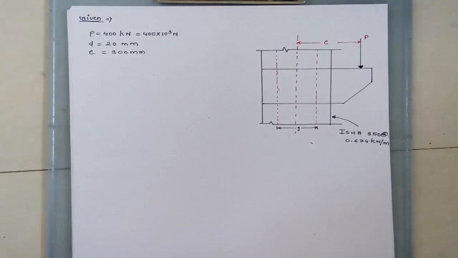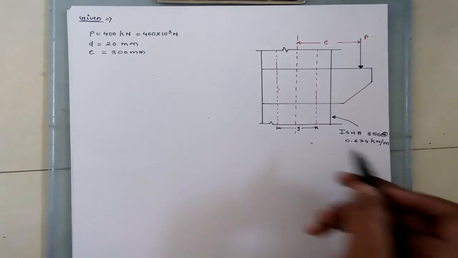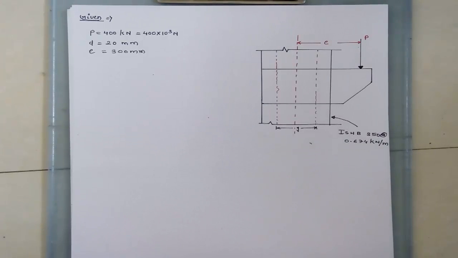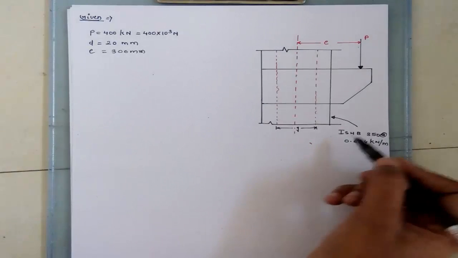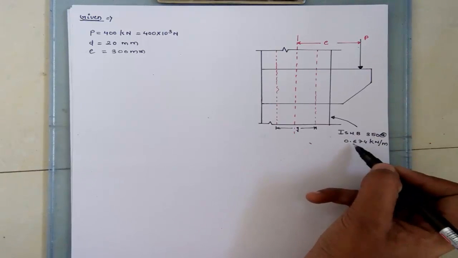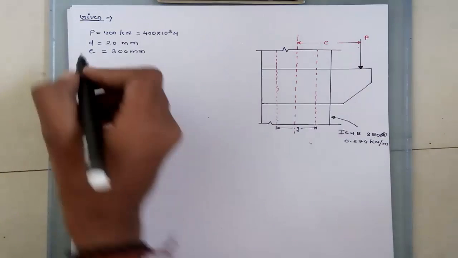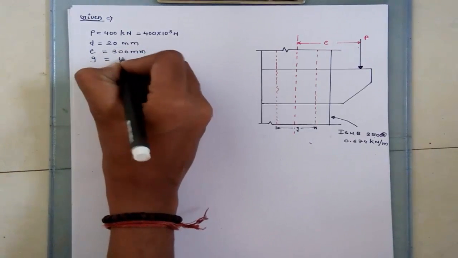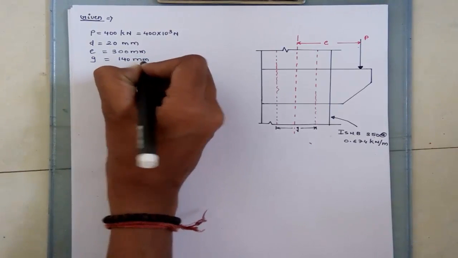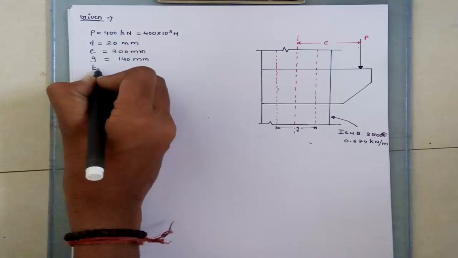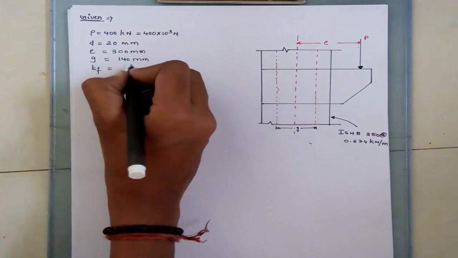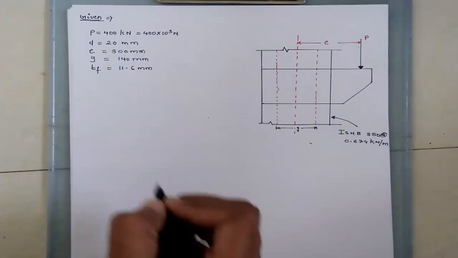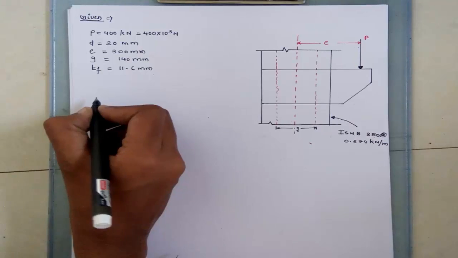After that, we have to know the value of g, that is the gauge distance of the column section, from the steel table. With the help of this ISHB 350 at 0.674 kilonewton, g equals 140 mm, and tf, that is the thickness of flange, is 11.6 mm.